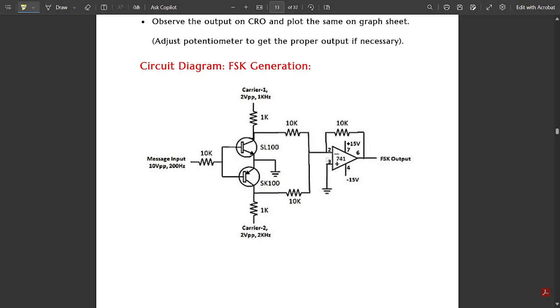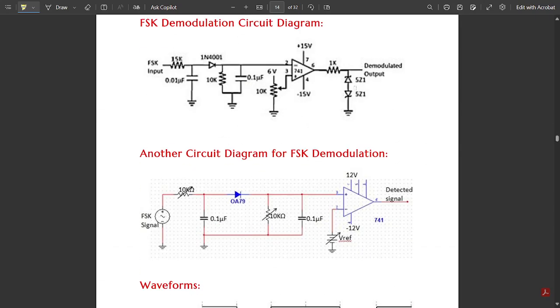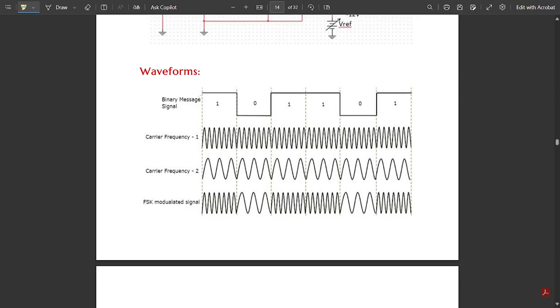The FSK output is provided here. You can see this is the demodulation part, and here are the waveforms. As I told you, this is the binary message. This is the high frequency carrier and the low frequency carrier. When the first transistor is activated, the high frequency carrier is passed, and when the message is 0, the second transistor is activated and the low frequency carrier is passed. Like this, the frequency shifting takes place.